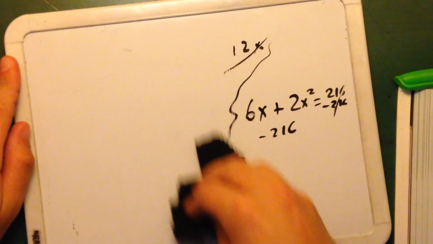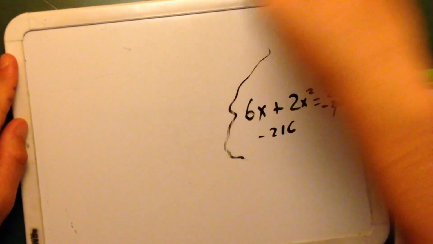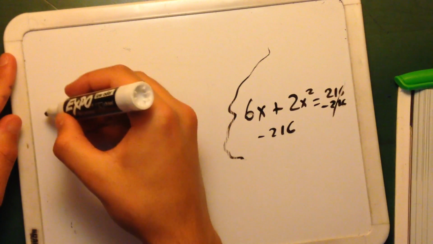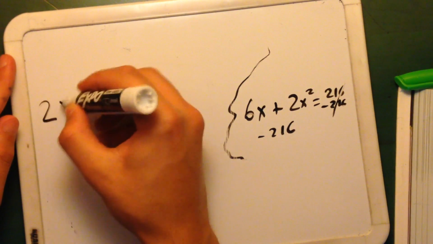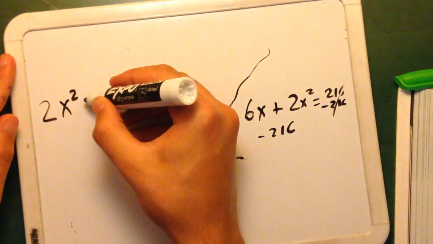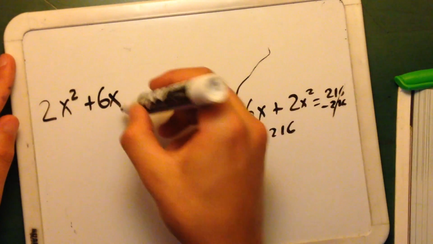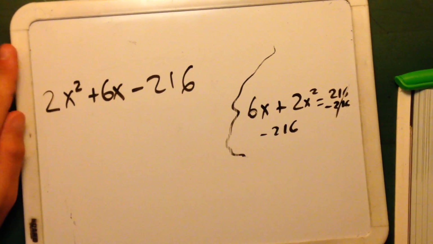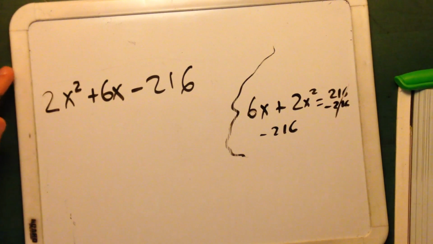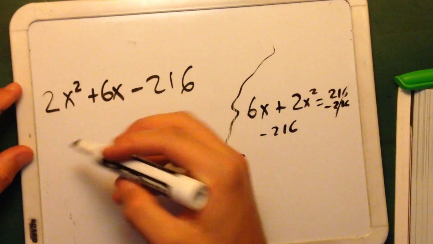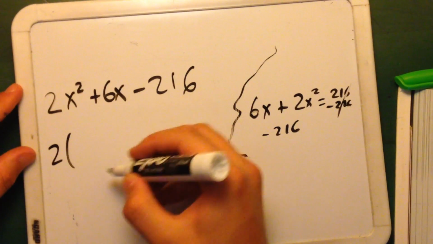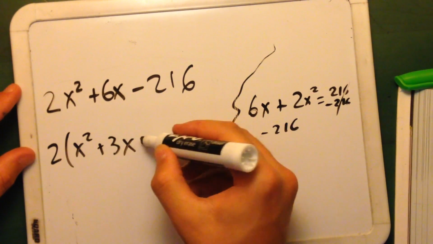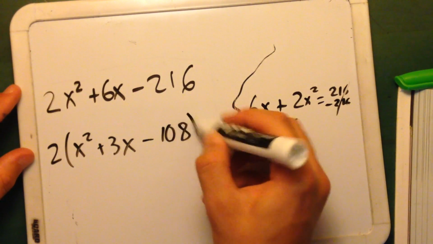I can erase all this. I don't think I need it now. Let's write it in exponent form from greatest to least: 2x squared plus 6x minus 216. Okay, and what's in common is a 2, so we can factor the 2 out, and x squared plus 3x minus 108.